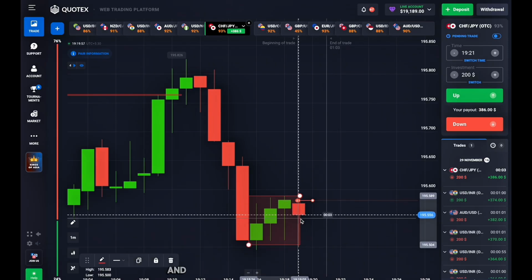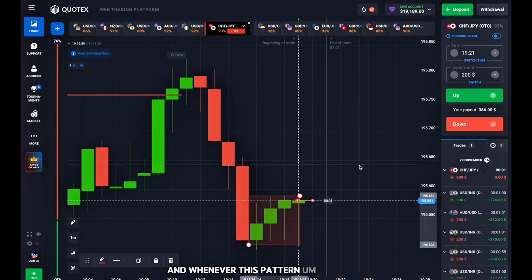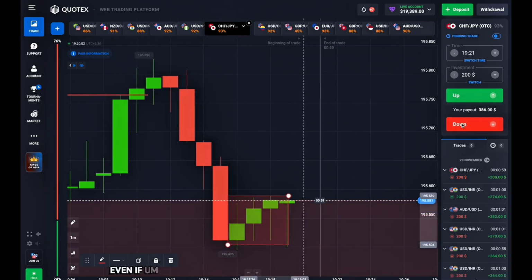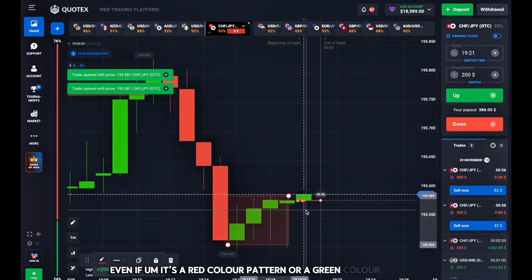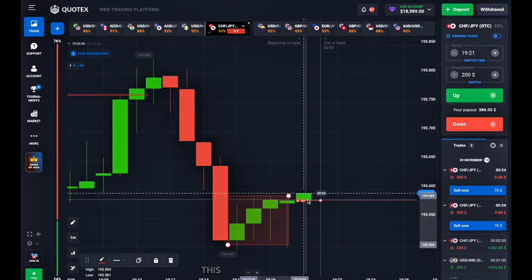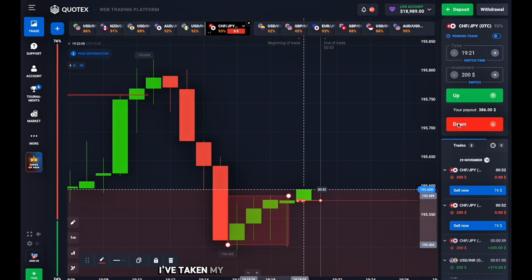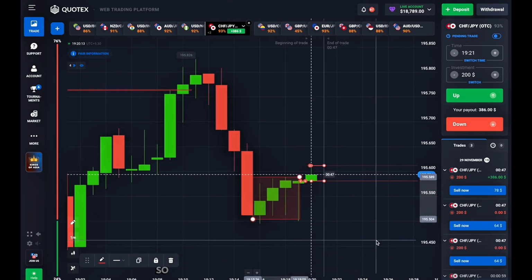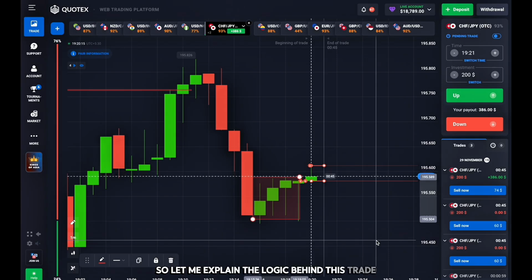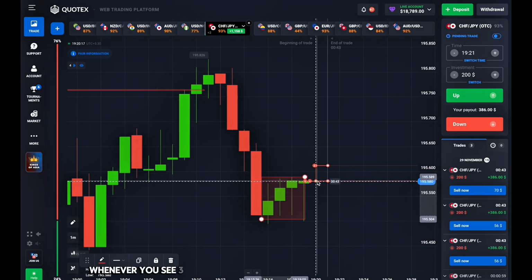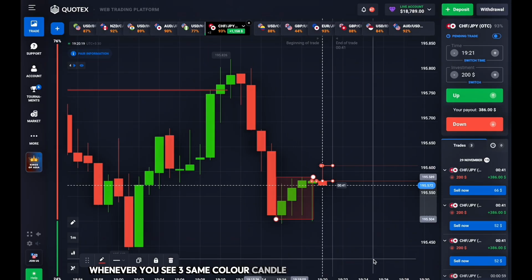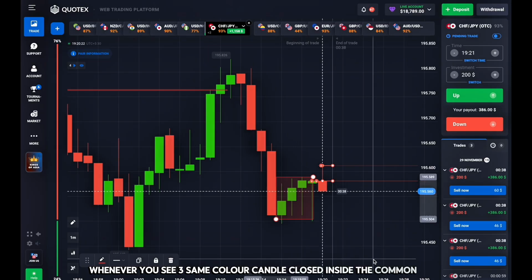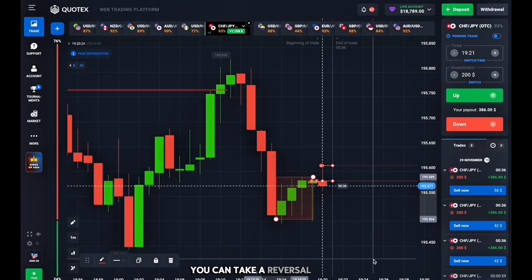Whenever this pattern is formed, even if it's a red color pattern or a green color pattern, it doesn't matter. Okay, this trade is refunded. I've taken my multiple martingale trade, and the next candle should be a winning trade. So let me explain the logic behind this trade. Whenever you see three same color candles closed inside the common wick, you can take a reversal entry. I have taken this trade based on candlestick pattern.